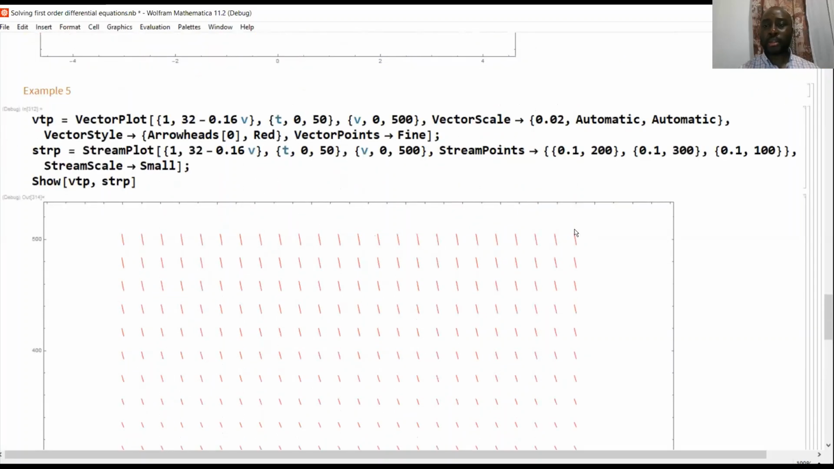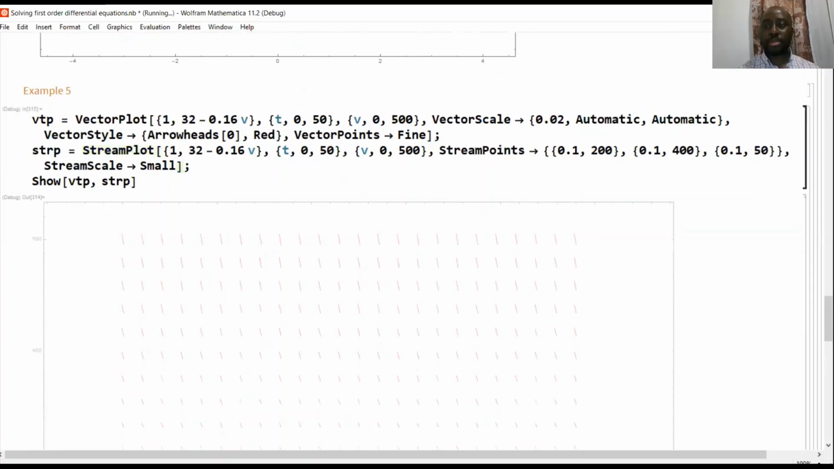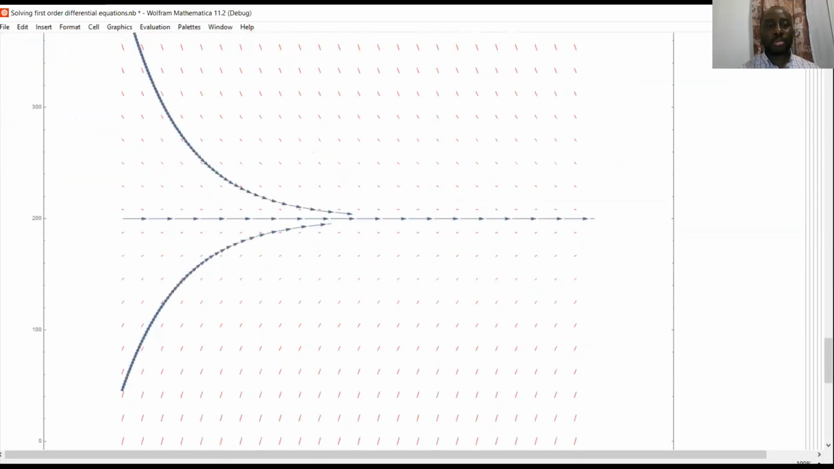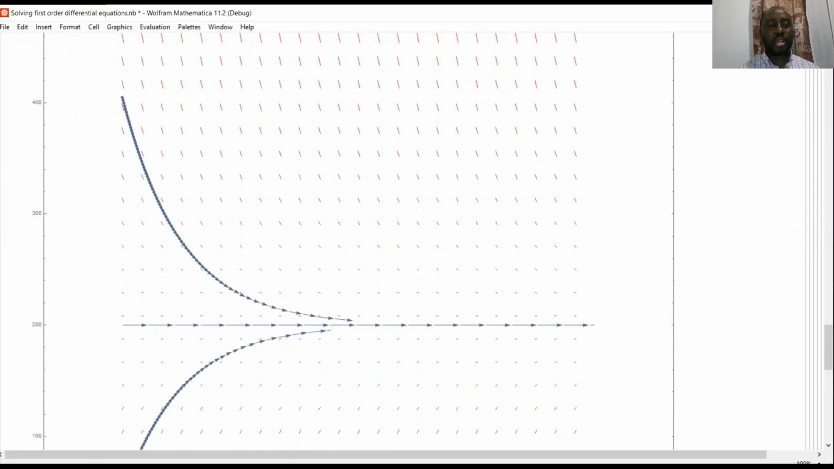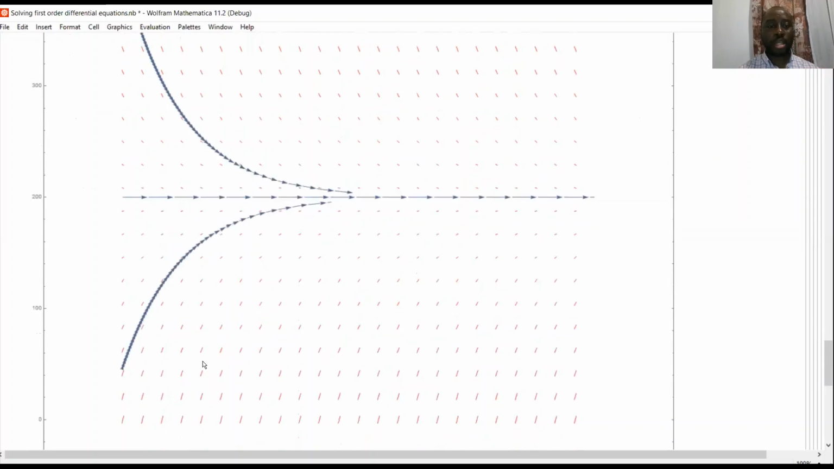And I can try a few more numbers. So let's say we start from 400 feet per second, and then we go a bit lower to 50 feet per second. The same thing happens at 400 feet per second. The ball will decrease its speed and then approach 200 feet per second over time. And then the same thing happens if I throw at 50 feet per second, the speed increases, right? And that drives it to 200, and then it becomes steady.